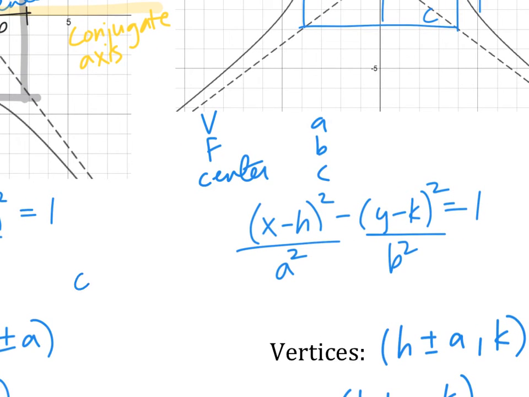C squared is a squared plus b squared. Just to confuse you even more, it is not the same as ellipse. It's crazy.